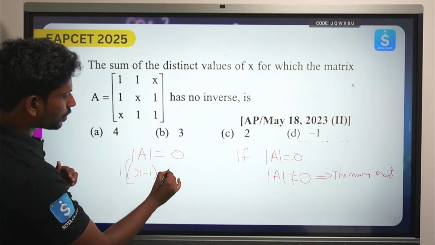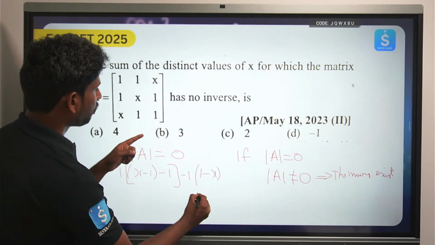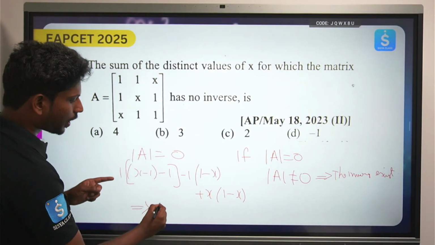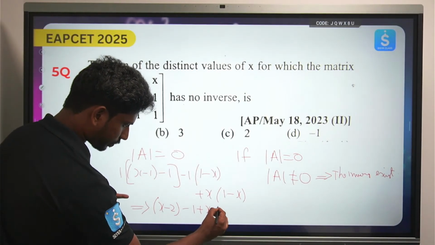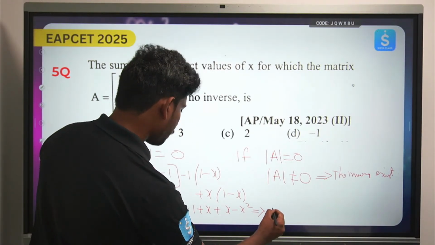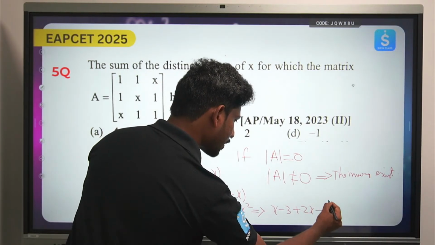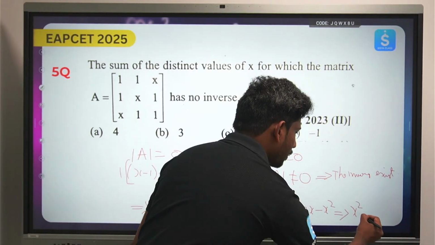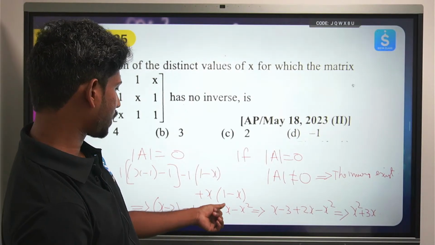Okay, minus 1 again minus 1 into 1 minus x plus x into 1 minus x. So this will become x minus 2. Okay, x minus 2 minus 1 plus x minus x square. So this will become x minus 3 plus 2x minus x square. Okay, so this again turns out to be 2x plus x, 3x. So x square plus 3x, sorry, is it x square? Yeah, I think it's, hopefully it's x square.